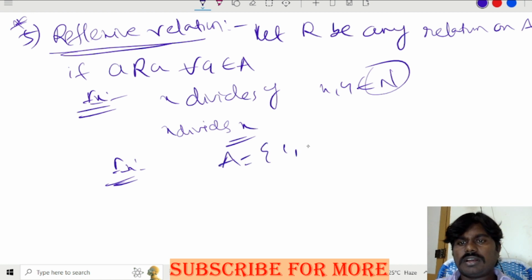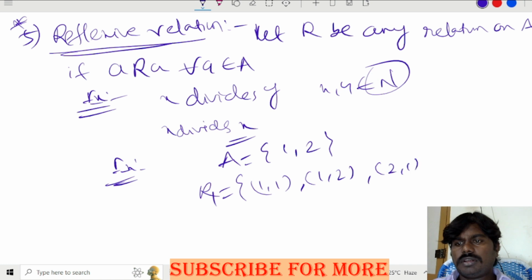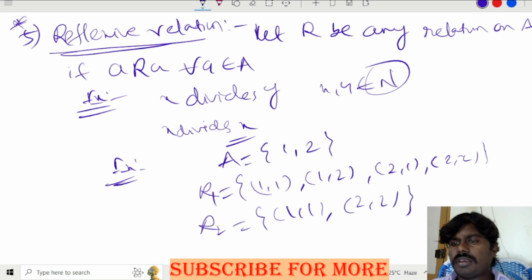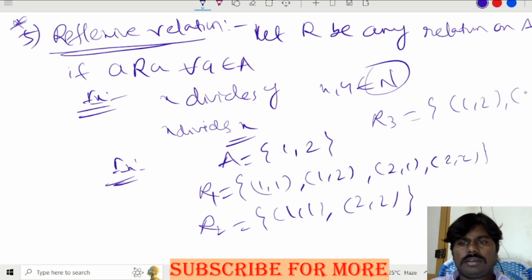Simply here I am taking {1, 2} as set A, and next I am writing relation R like this: (1,1), (1,2), (2,1) and (2,2). Okay, so this is actually the Cartesian product, and I am taking that as relation R1. Here we can define one more relation, that is (1,1) and (2,2), and I will define one more relation also, that is R3, which is like this: (1,2) and (2,1).